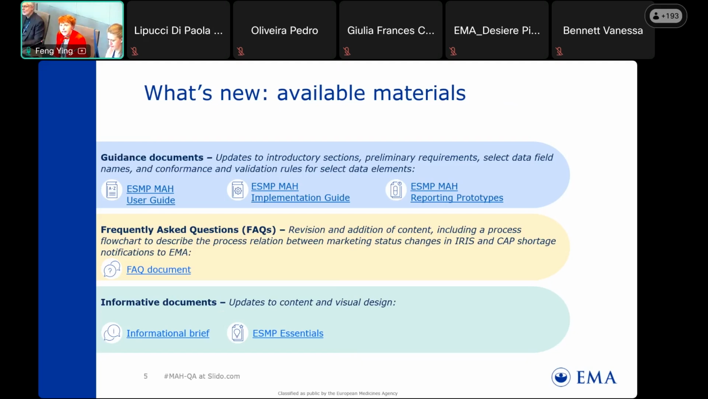Also in the documents, we have added sections on how to report marketing status in addition to reporting shortage information. When does one need to be reported and maybe not the other? So you will find that information there as well. We also updated the informational brief and ESMP essentials document to align with the new visual design.